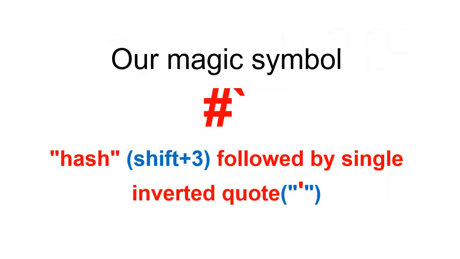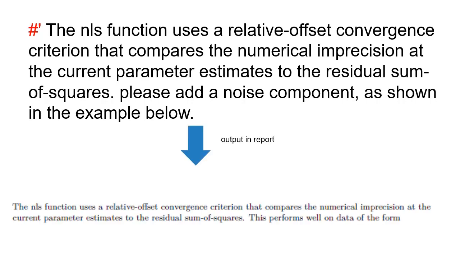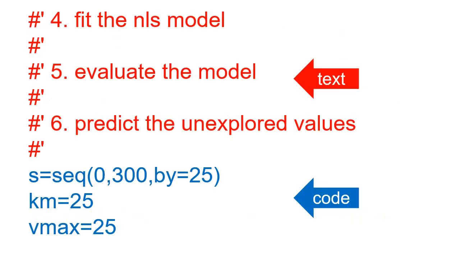Let's learn the use of our magic symbol, hash followed by a single inverted quote. This will tell the render function that the text following this symbol is markdown text, and markdown text will be rendered as text in the report. Any line not starting with this symbol will be treated as R code.